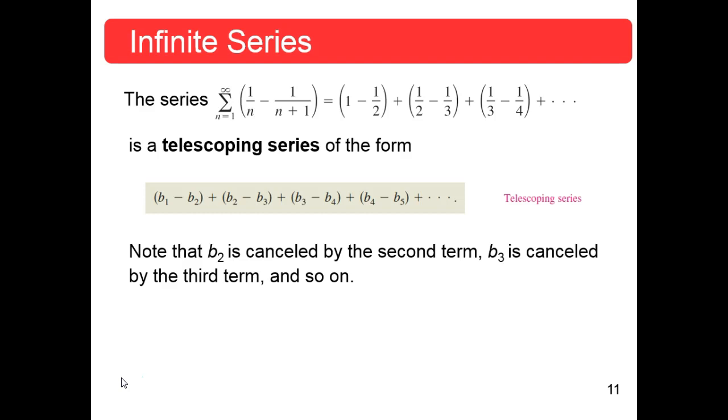All right. Now that one that we were talking about before is called the telescoping series. Okay? And that's what I was pointing out before. These two add to 0, those two add to 0, those two add to 0. So you just have 1 minus whatever the last one is, 1 over n plus 1. Okay? Same thing here. These two add to 0, those two add to 0. Note that the b2 is canceled by the second term, the b3 is canceled by the third, and so on. I don't like to say canceling. They add to 0.